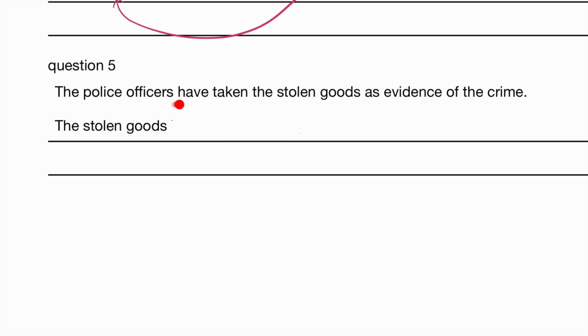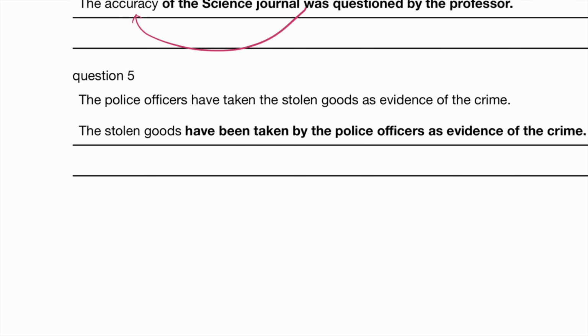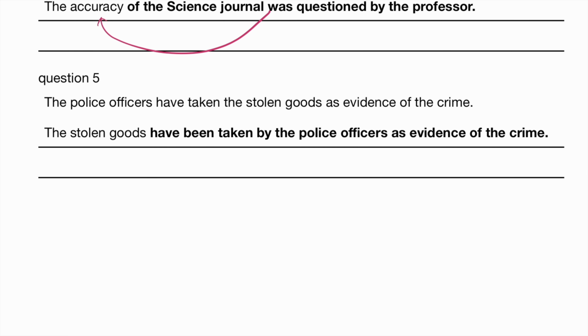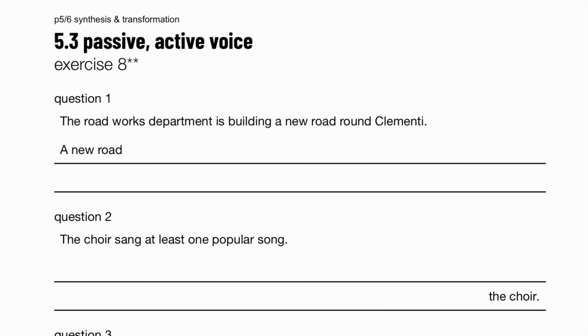Question 5. The police officers have taken the stolen goods as evidence of the crime. The stolen goods have been taken by the police officers as evidence of the crime. Exercise 8, all of the questions here are of level 2. So let's take a look.